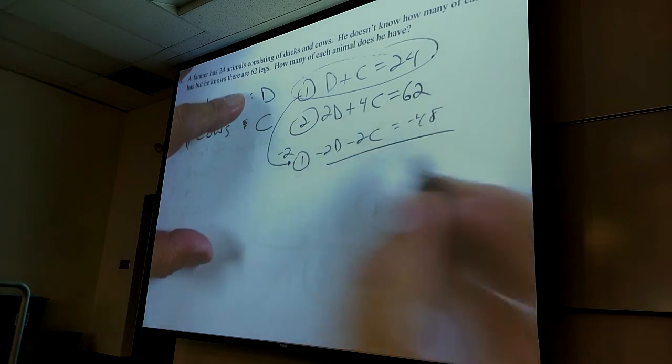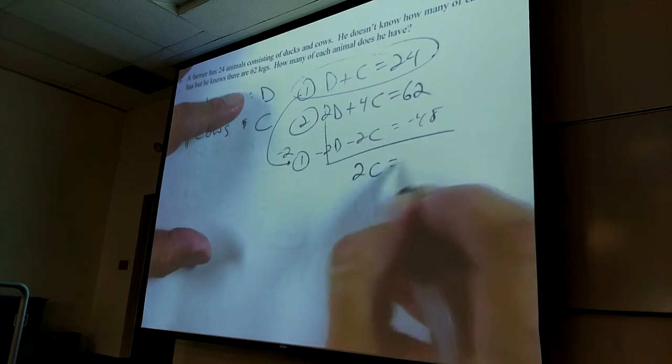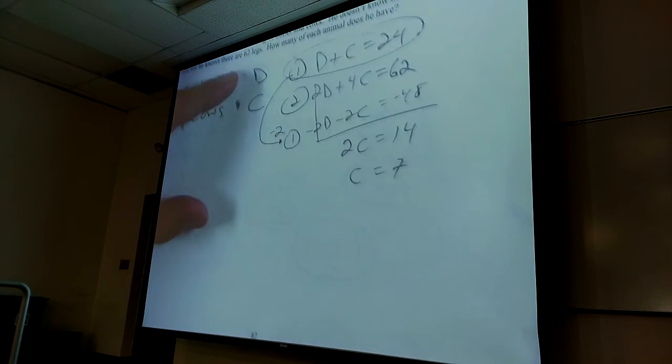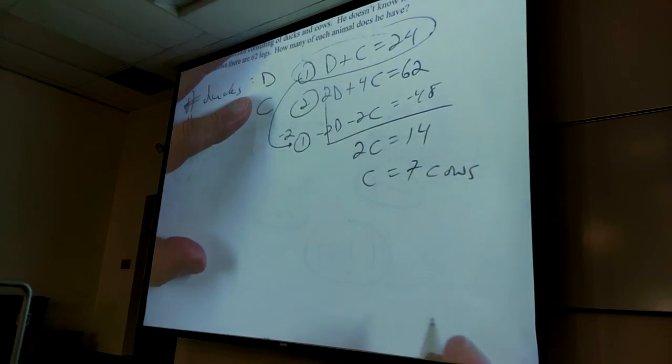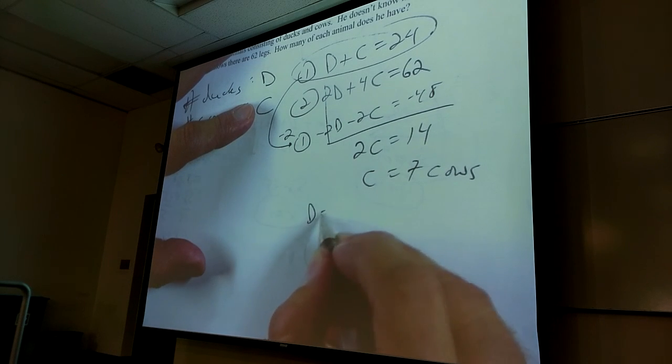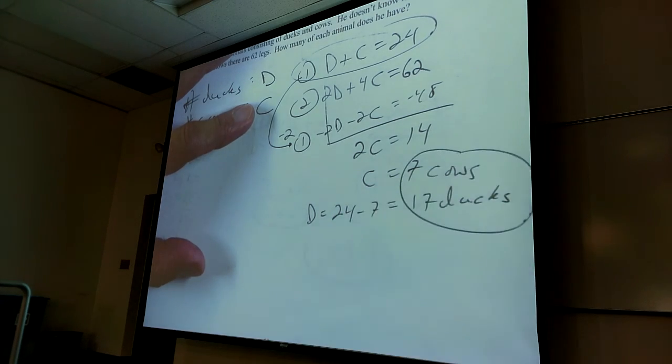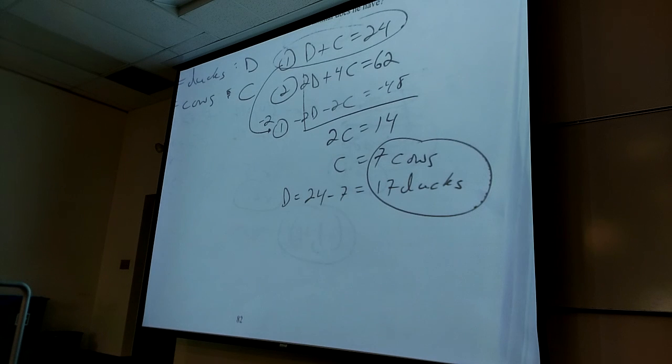So when I add these together, I get 2C equals 14. So I have 7 cows. How many ducks do I have? 17 ducks, because there are 24 total animals. Now, of course, if you got something like 7.3 cows, you have to understand something went wrong. Don't just leave that. I'd be like, what's up with that 0.3?